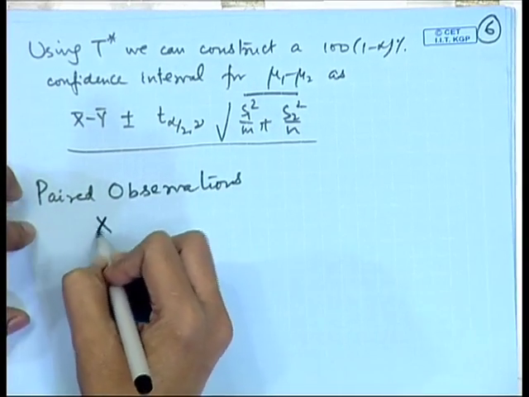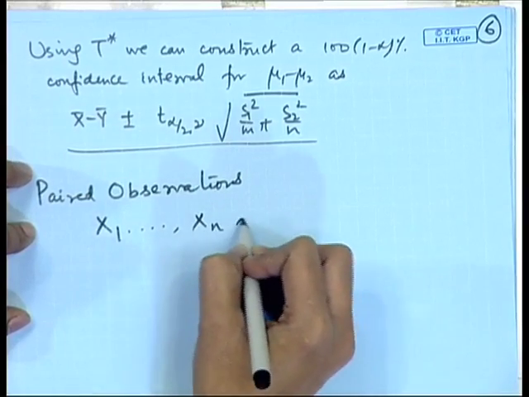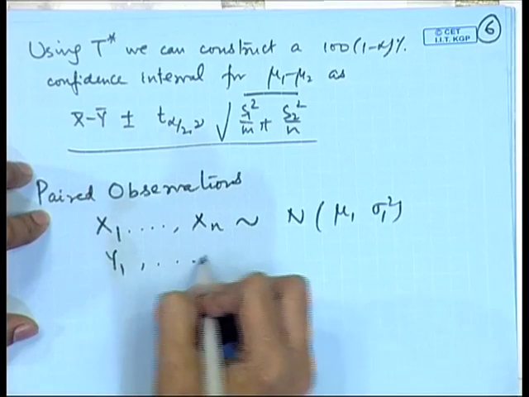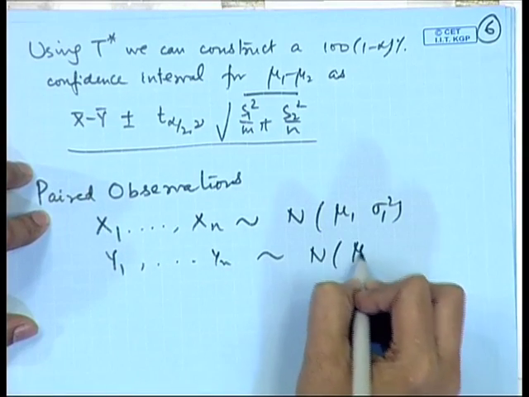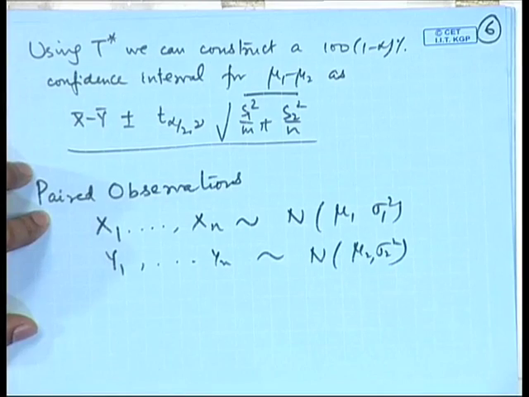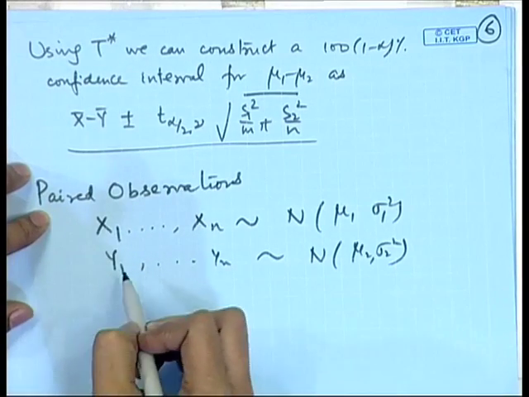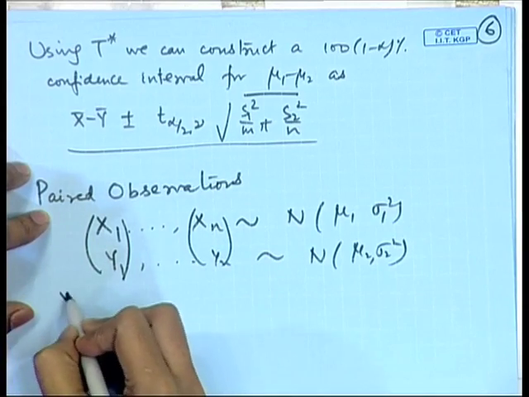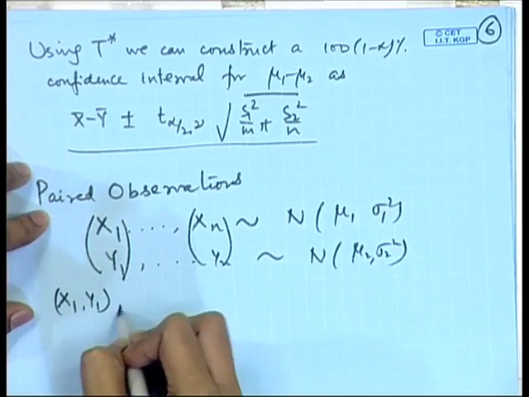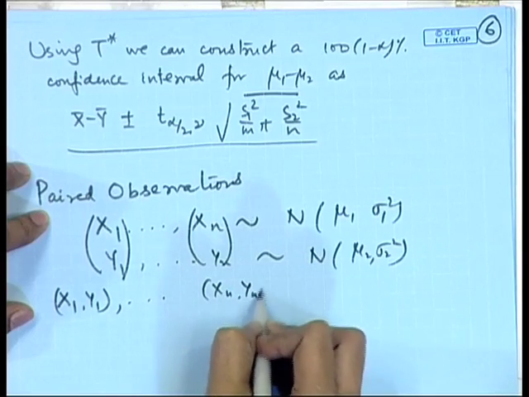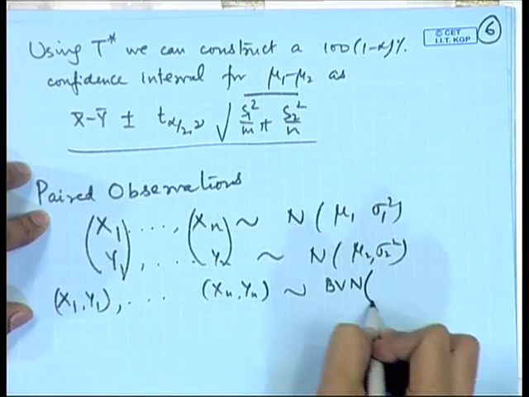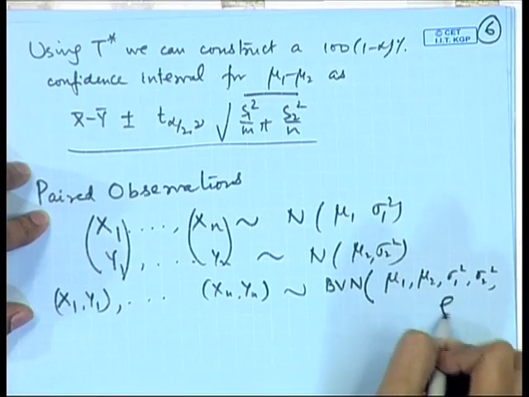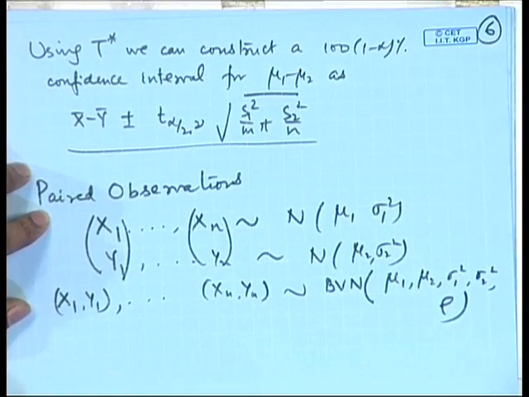So, here although you are saying x1, x2, ..., xn follow normal(mu1, sigma1 square) and y1, y2, ..., yn follow normal(mu2, sigma2 square), actually the sample has not been selected in this way, because these observations may be paired. So basically the model becomes that (x1, y1), (x2, y2), ..., (xn, yn) have a bivariate normal distribution with parameters mu1, mu2, sigma1 square, sigma2 square and some correlation coefficient rho.